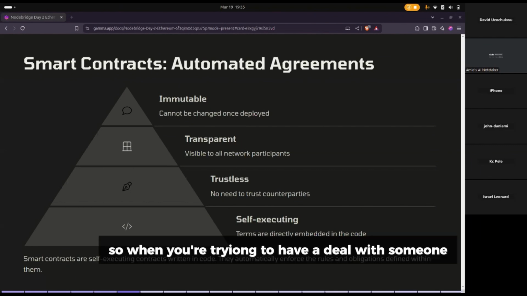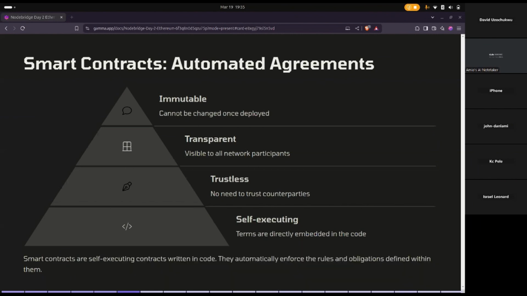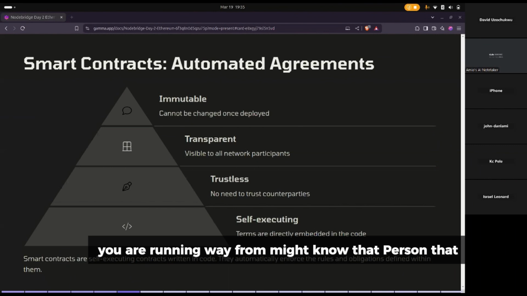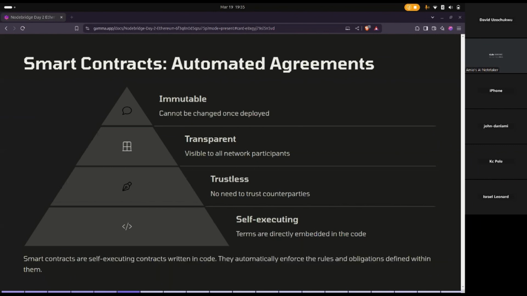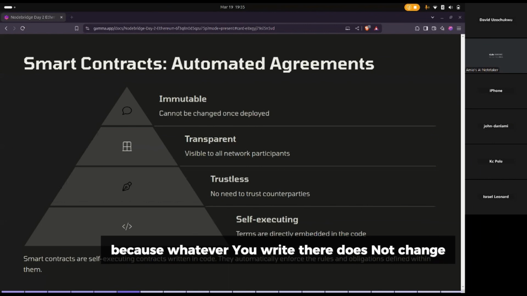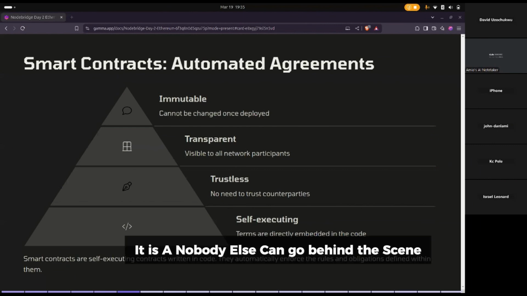So when you're trying to have a deal with someone, probably you don't trust that person. The smart contract can stand in between. When you have a human, the person you are running away from might know the person you decided to bring in between both of you, and then you can get scammed or something. But the smart contract stands in there, because whatever you write does not change. Both of you can see it. If it is A you all agreed on, it is A. Nobody else can go behind the scenes.